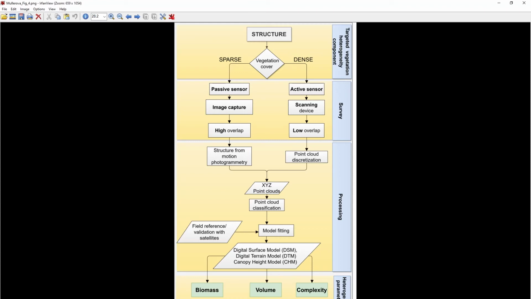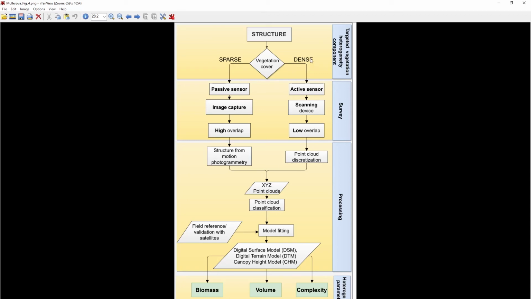In case of structure, again, we have to look at the type of vegetation we would like to study. In case the vegetation cover is sparse, we can use passive sensors such as optical remote sensing, using high overlapping image acquisition and structure from motion algorithms. That will help us to derive point clouds and canopy height models out of it.